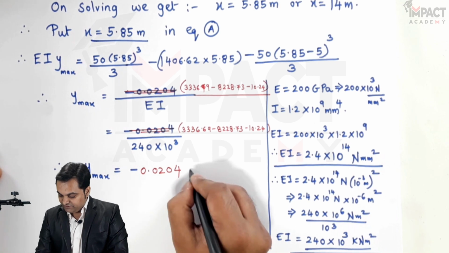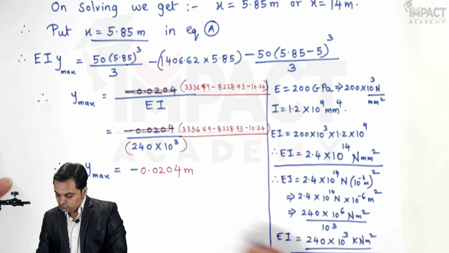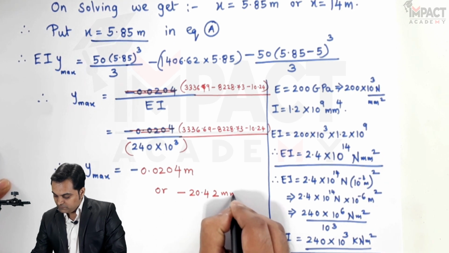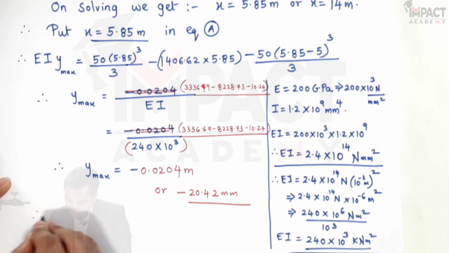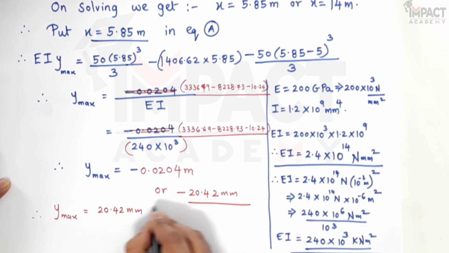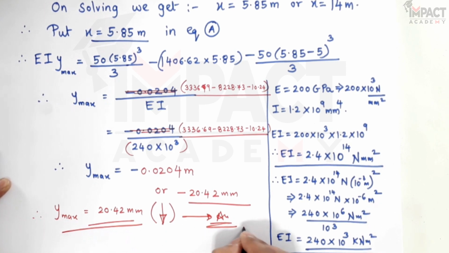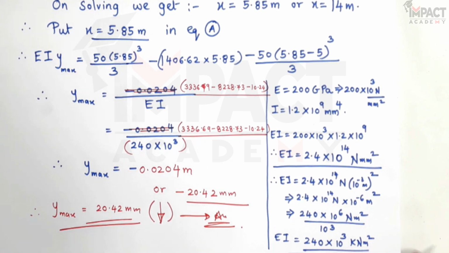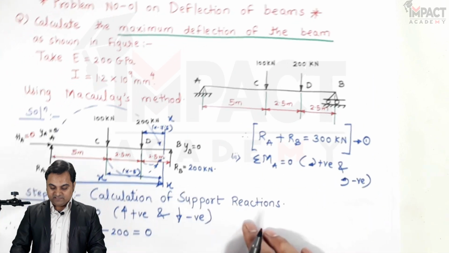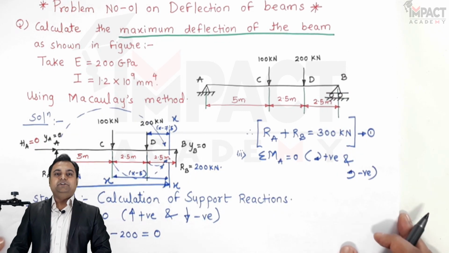And that is after dividing by this term, and it is in terms of meter. So that would give me minus 20.42 mm, and therefore I can say that Y max is 20.42 mm, and this negative sign indicates that the deflection is in the downward direction. That is the meaning of this negative sign. So as mentioned in the question, they had told us to find the maximum deflection. We have found the distance, that it is 5.85 meter from the left hand side, where we are getting the maximum deflection value of Y max, and with this the problem gets completed.